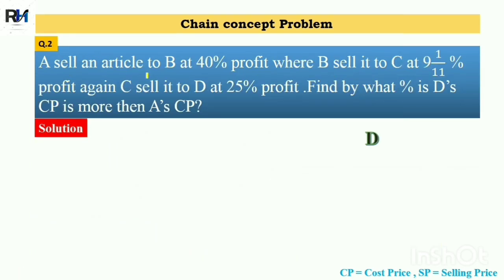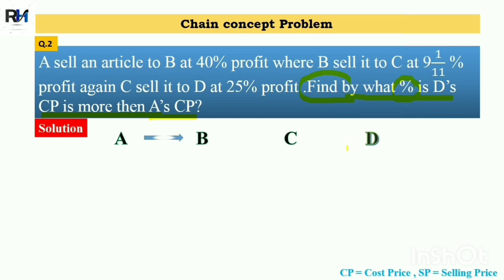Second problem: A sells an article to B at 40% profit, B sells it to C at 9 1 by 11% profit. Again C sells it to D at 25% profit. Find by what percent D's CP is more than A's CP. We have to understand the variation in the question which is asked. We have to calculate how much the CP is more, and we have to calculate it in the form of a percentage. So firstly we will represent the persons in this transaction, that is A, B, C, D.